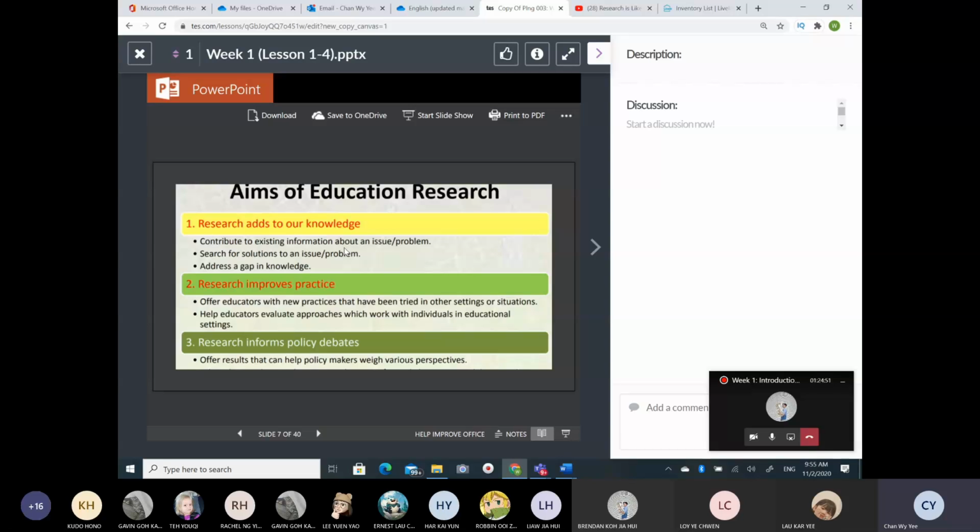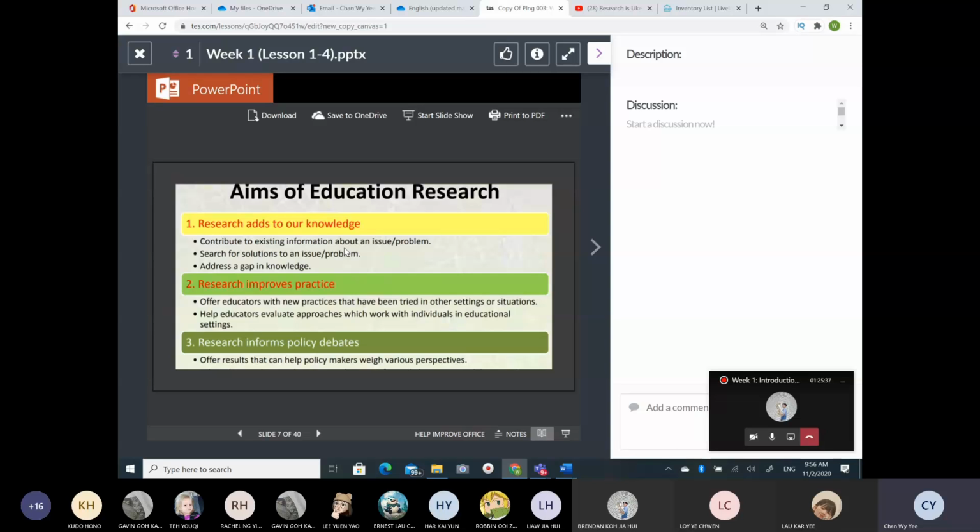Apart from that, research improves practice. It offers educators new practices that have been tried in other settings or situations. So it offers people in that field something new, so that they can try it out. It might be based on something that people in Finland have done, but people in Malaysia have not been doing. So we are trying to see if the framework in Finland can be implemented and applied in the Malaysian setting, something like that. It helps educators evaluate approaches that work with individuals in educational settings.